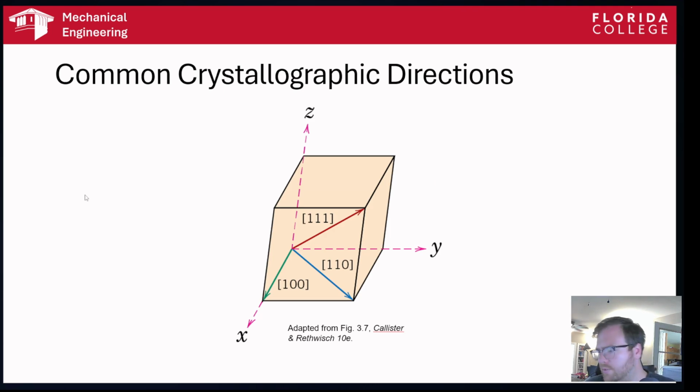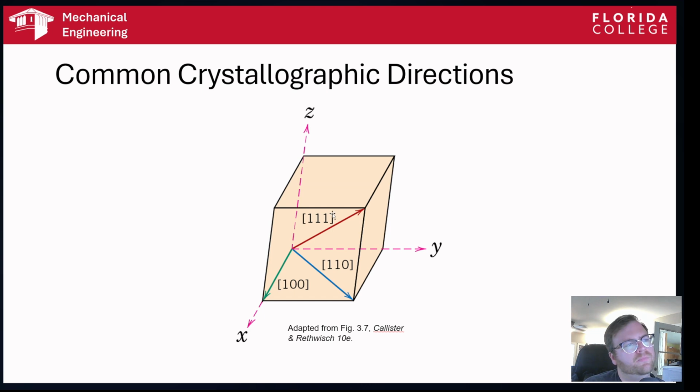Okay, these are common crystallographic directions, so we're not quite done with that yet. But these are common crystallographic directions that you'll see: 1, 1, 1, 1, 1, 0, and 1, 0, 0. And again, I could just tell you this, right? Notice how this is actually kind of offset a little bit, right? Our Cartesian coordinate system does not necessarily have to be perfectly perpendicular. Okay, just keep that in mind.